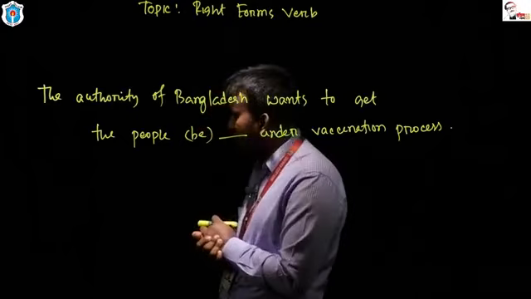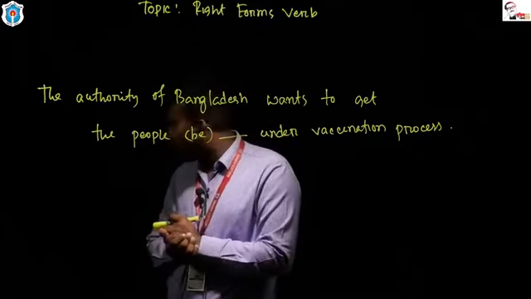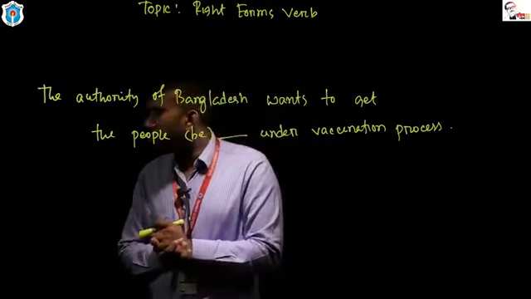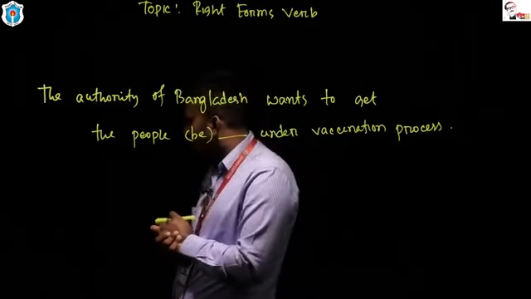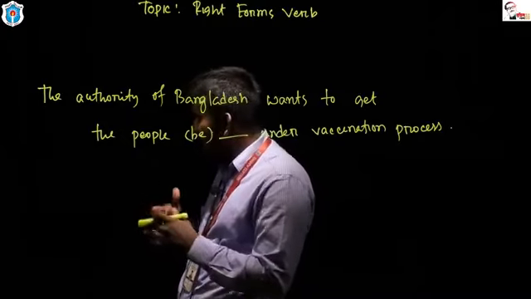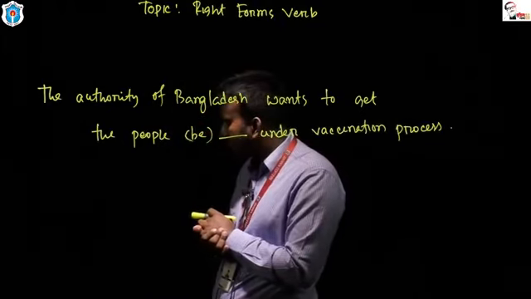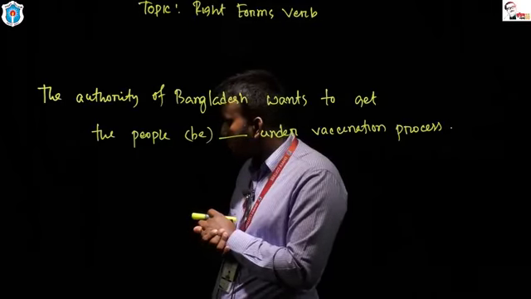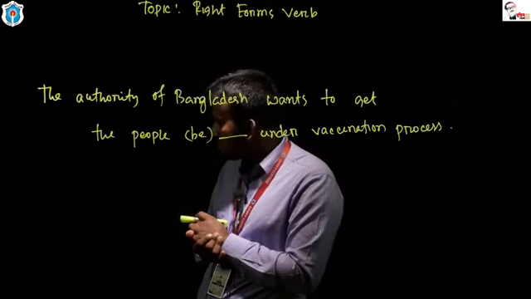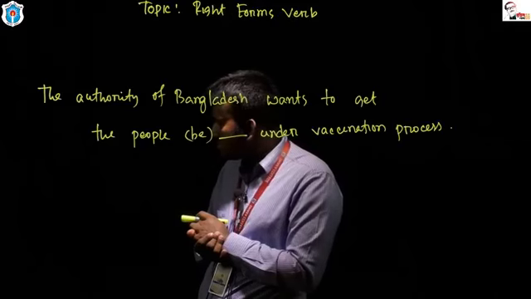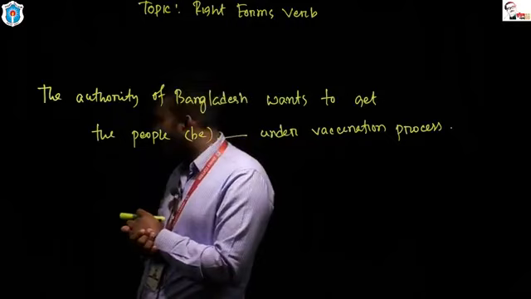What should be the answer, dear students? I'm waiting. Mahi, thank you for being with us. Anando, thank you for being with us. Faisal, Rezaul, Shakil, Rana, thank you. But give me the answer. What should be the answer here? The authority of Bangladesh wants to get the people under vaccination process. Someone has written R, someone has been, someone is. My God, there are a lot of answers that you are using, but what should be the answer? Been. Most of you are taking R and been.